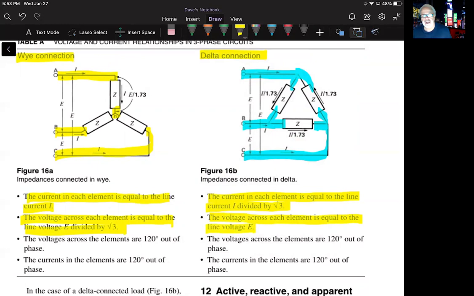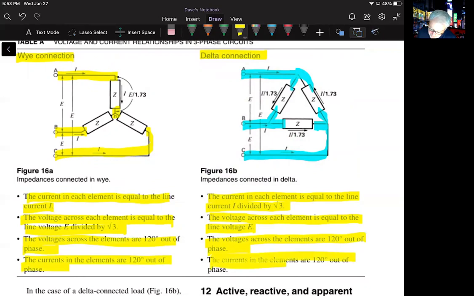So here's my suggestion for you. Learn one in terms of the voltage and current relationship. The other one is the opposite for those 2 things. I also know that the voltages across the elements are 120 degrees out of phase, and the currents are 120 degrees out of phase as well. But these 2 things are where the differences are.